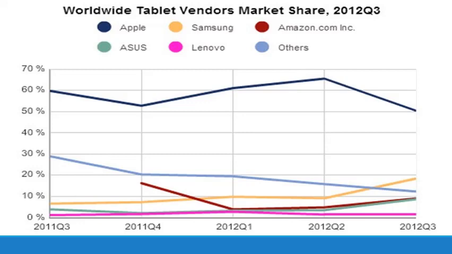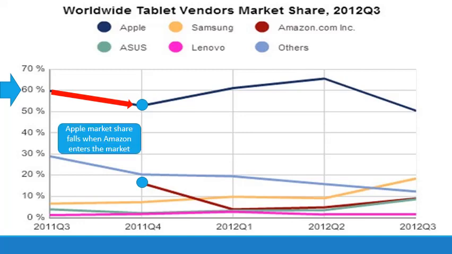Okay, let's look at worldwide tablet vendors market share beginning with quarter 11. So this is the end of 2011. Notice that at the end of 2011, Apple's market share is 60%. That is significant. That's huge. But in the fourth quarter, so at the very end around Christmas time, Amazon enters the tablet market, and you'll notice that, of course, it brings Apple's market share down. So Apple market share falls when Amazon enters the market.